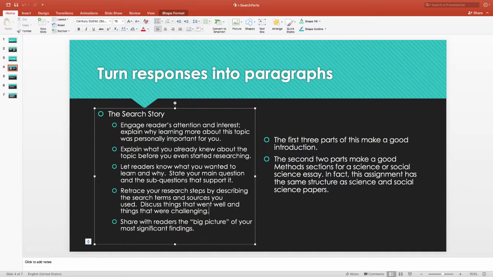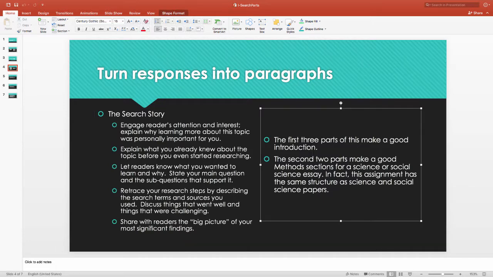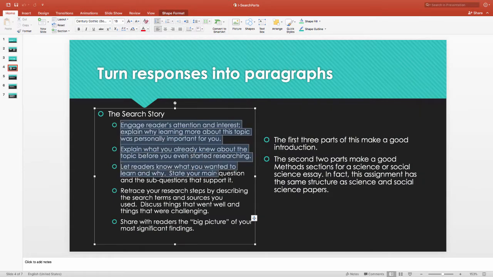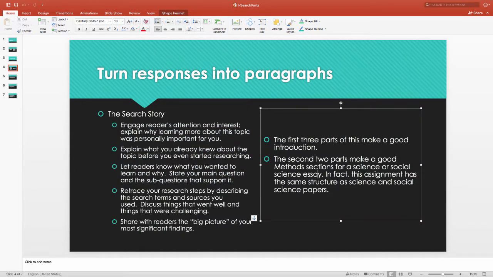And the next one, share with readers the big picture of your most significant findings. So that will follow the one before. The first three parts of this make a good introduction, right? 1, 2, 3. The second two parts make a good methods section for a science or social science essay. And in fact, this assignment has the same structure as science and social science papers. So yes, I did that on purpose to help prepare you for college.